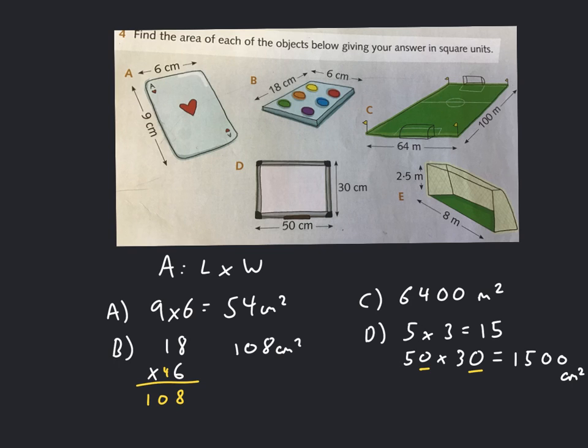We always keep it in the same unit that we did our sum in. We did 50 times 30 centimetres, so we're keeping it as 1500 centimetres squared.